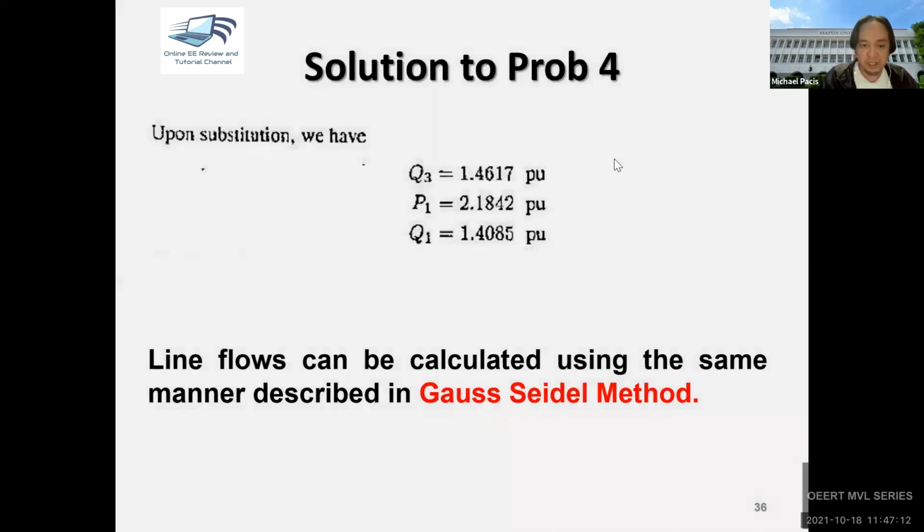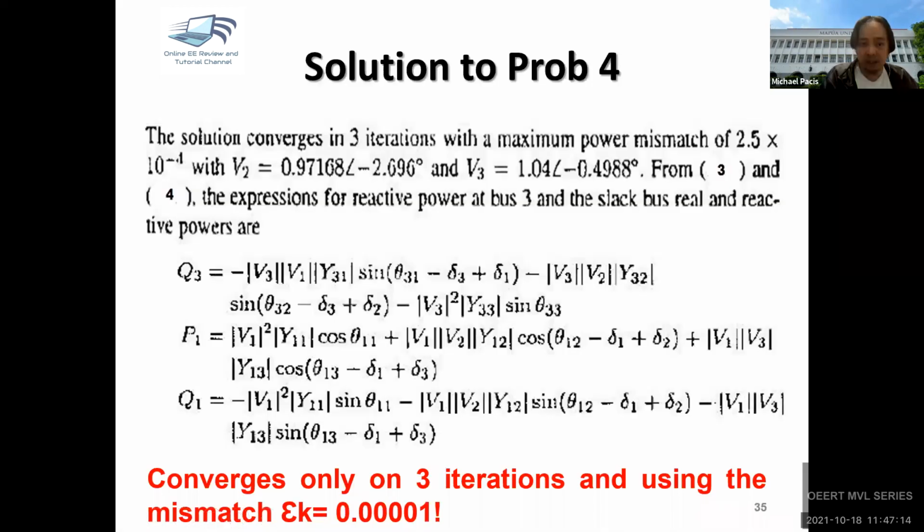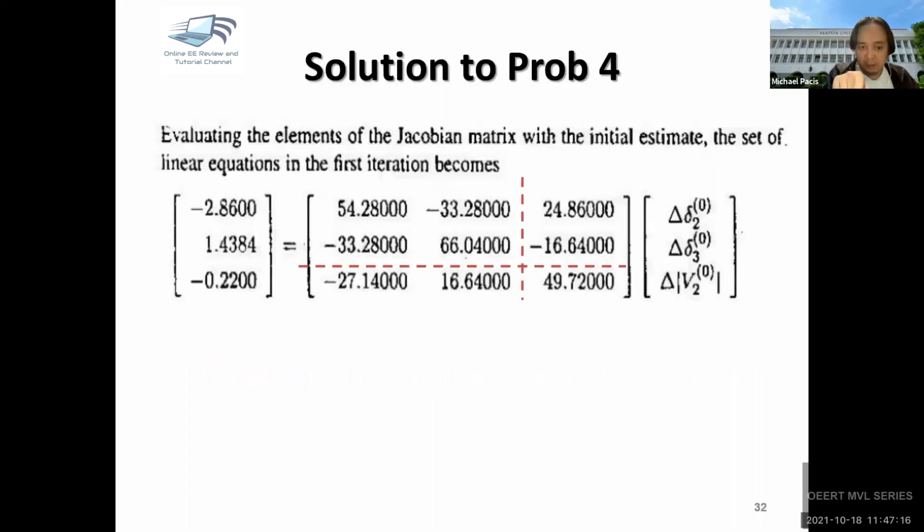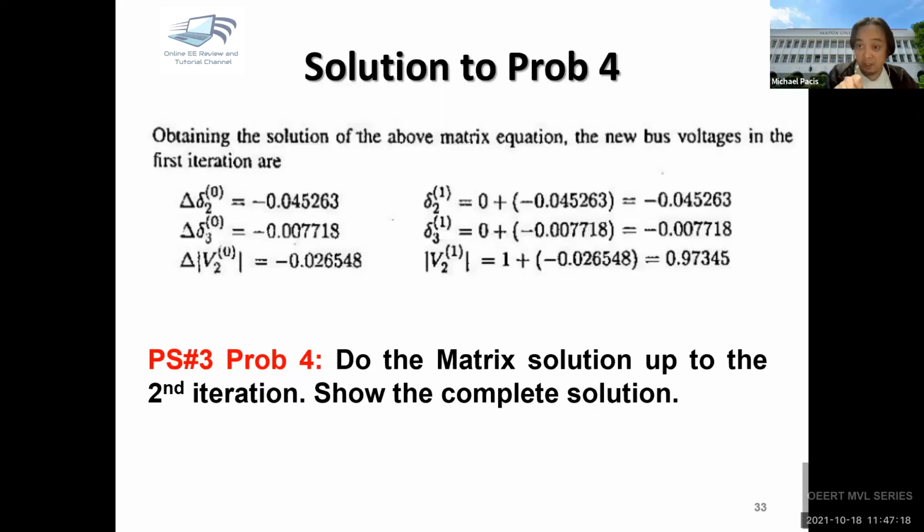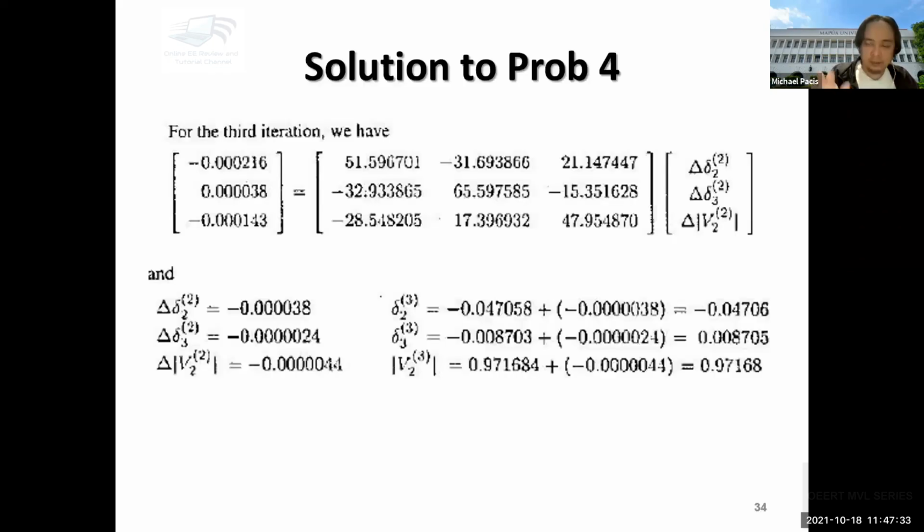And please take note, by the way, of your problem sets. This is problem number 4. You need to do the solution to the second iteration. And then another one, problem set problem 3, is the Y matrix in terms of radians. Okay, now in this case, in terms of the angle in radians.